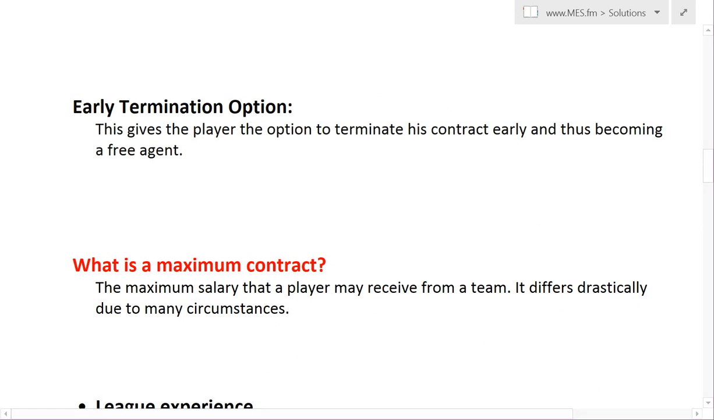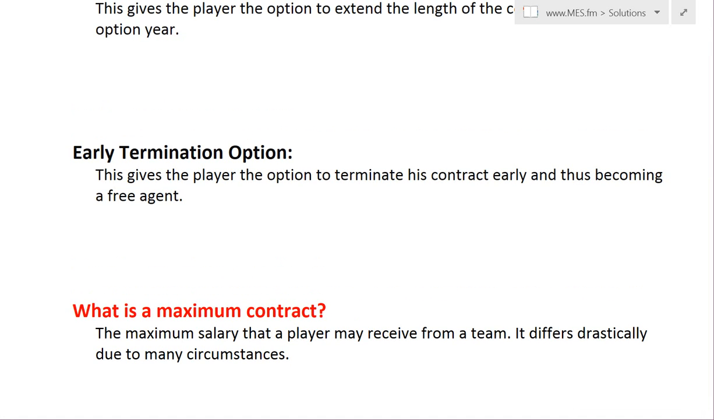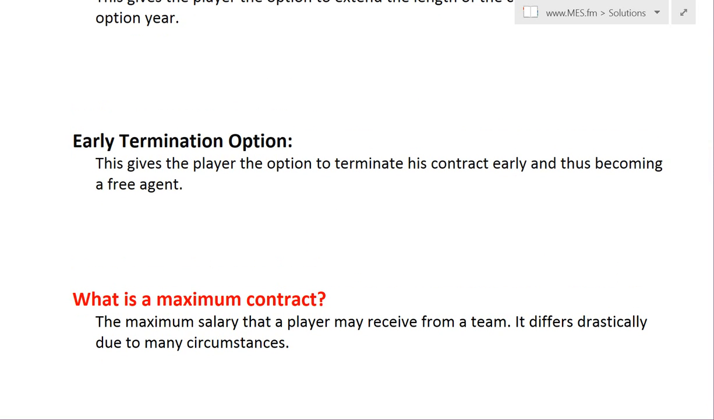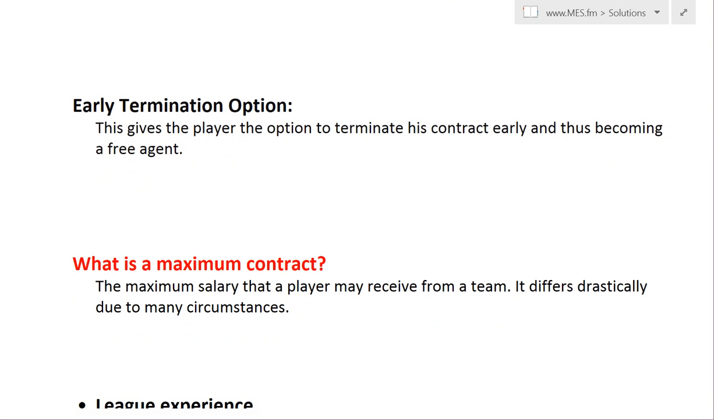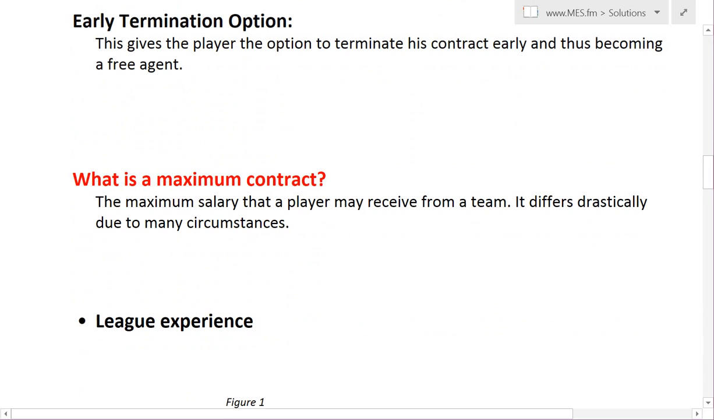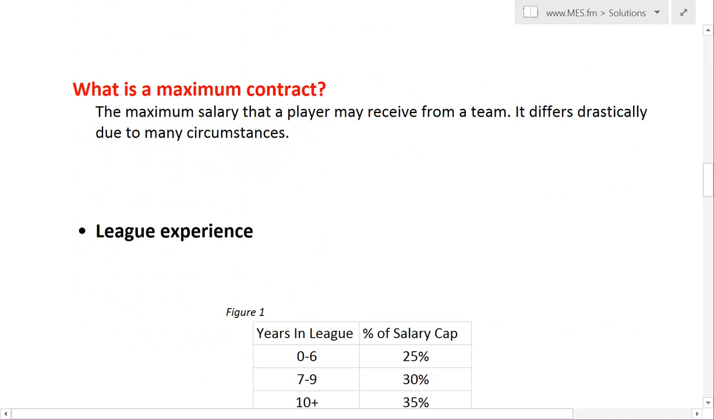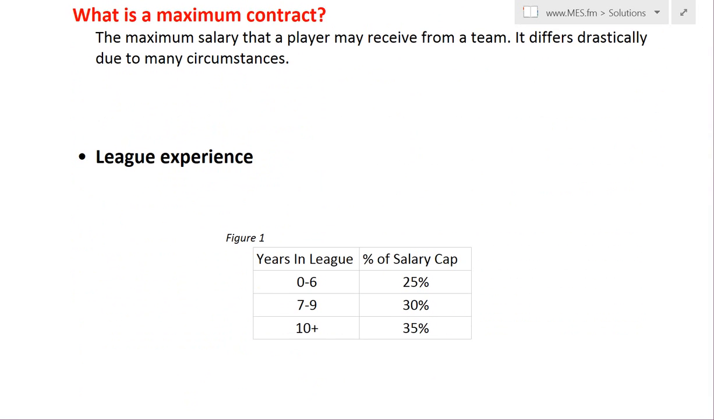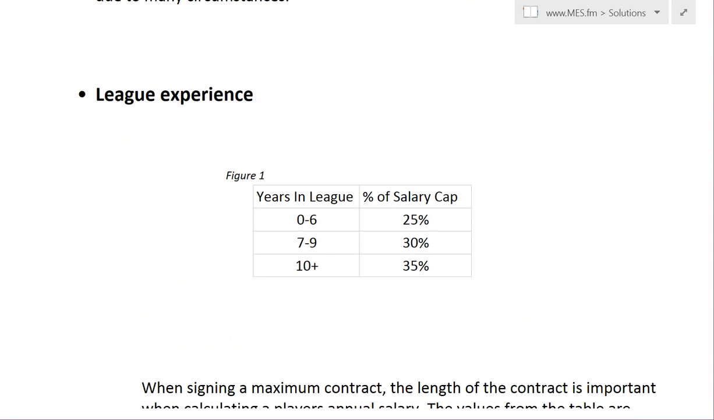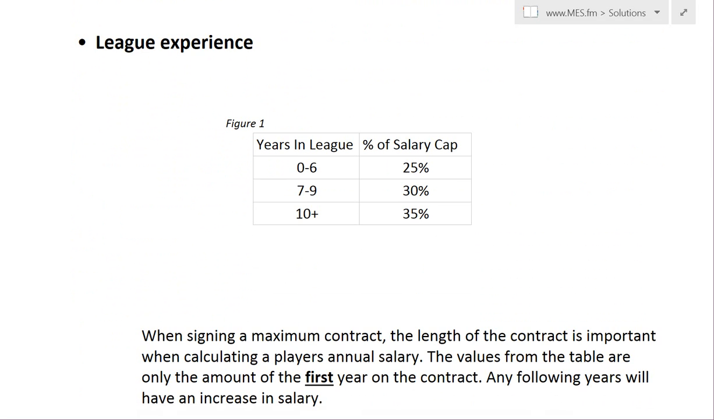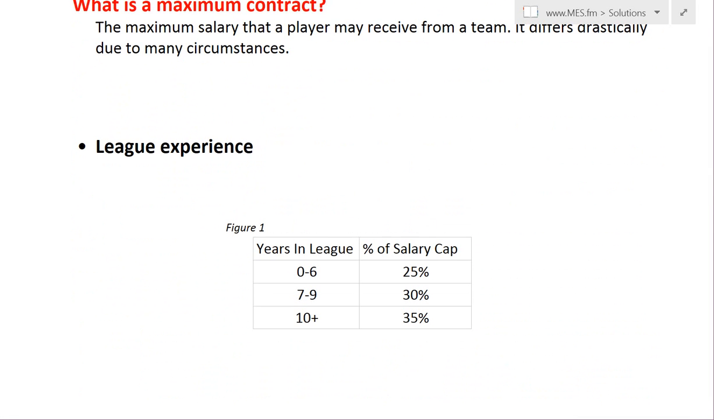So a really big one here is a maximum contract. What is a maximum contract, and how can we determine how to calculate it? Basically, it's the maximum that a player can receive from a team, and it differs quite a bit based on many different circumstances. So the first one here is league experience. Depending on how many years in the league, you get a percent of the salary cap, which is the maximum you're allowed to get.